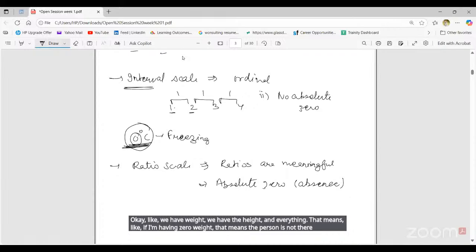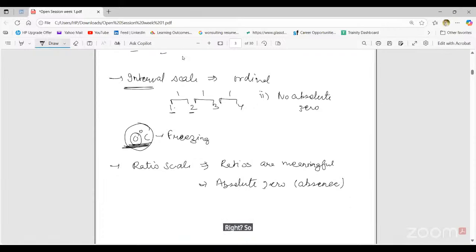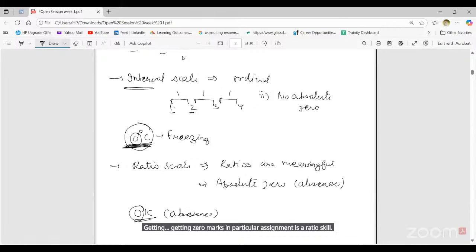Zero means absence, right? So suppose I have 0 degree Celsius, can I say 0 Kelvin? Is this a ratio scale or interval scale? This is a ratio scale, because 0 Kelvin is basically what? There is no temperature, no thermal energy. Getting 0 marks in a particular assignment is a ratio scale. In the Kelvin scale, are ratios possible, like 27 Kelvin by 127 Kelvin? Yes, it is possible.